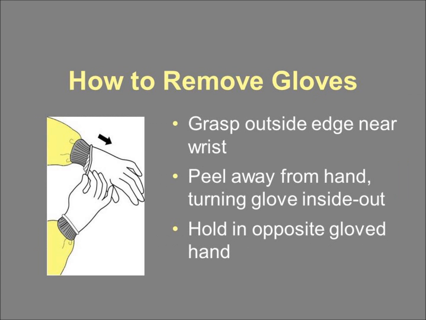Now let's talk about how to properly remove gloves. Use one gloved hand. Grasp the outside of the opposite glove near the wrist. Pull and peel the glove away from the hand. The glove should now be turned inside out, with the contaminated side now on the inside. Hold the removed glove in the opposite gloved hand. On the next slide, we will continue reviewing the process for removing gloves.